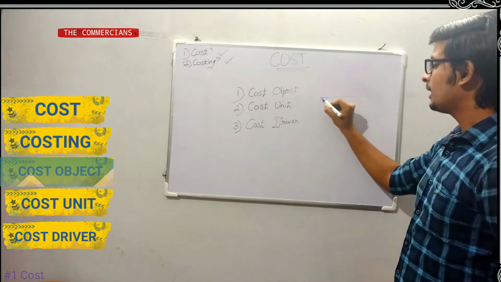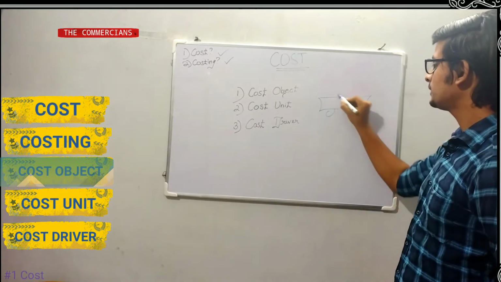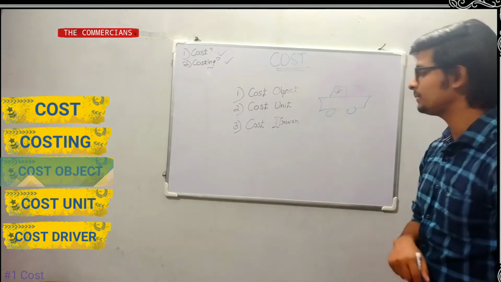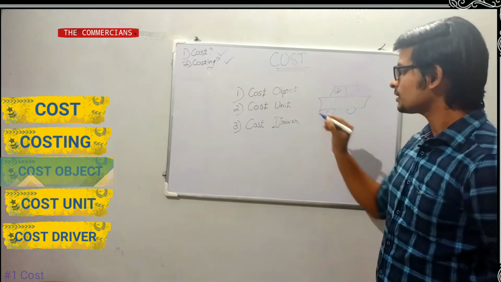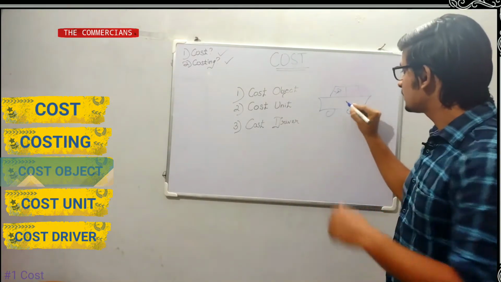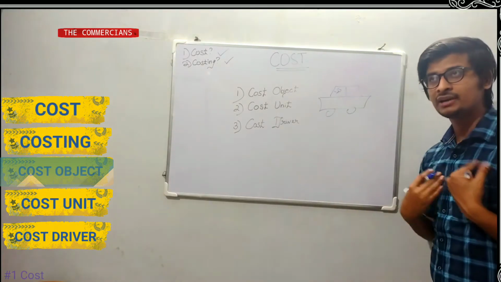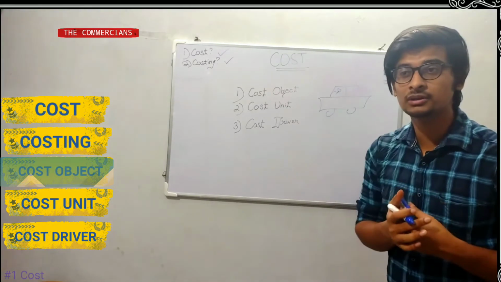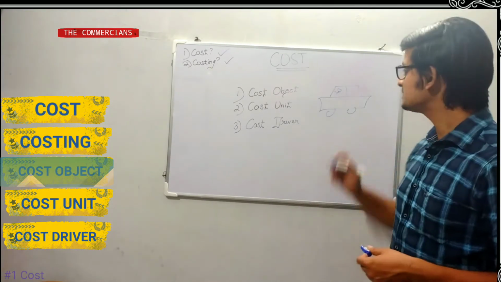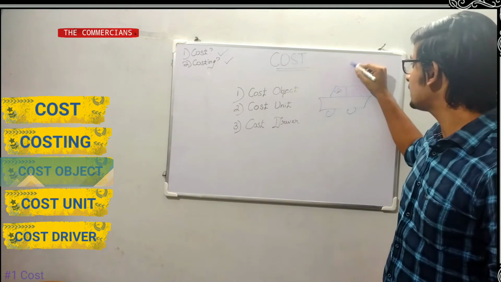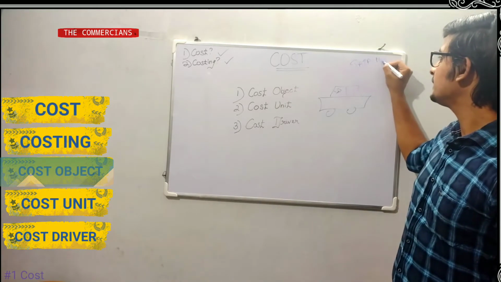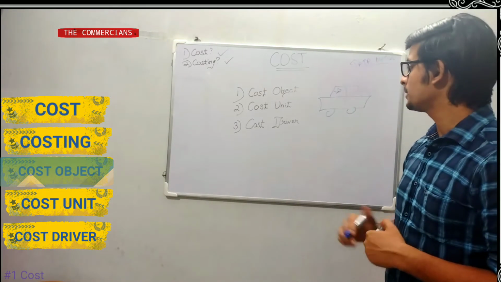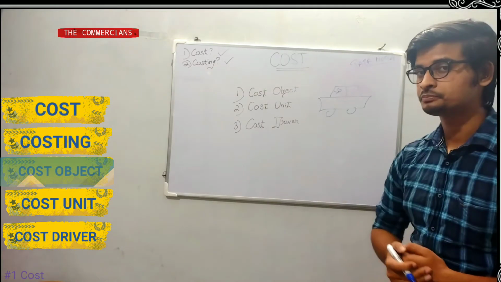Suppose this is a car. Okay, imagine. As a producer, I had a business of manufacturing cars. Say this is Tata Motors, I am Ratan Tata, and this is my Tata product. So I have made this car.